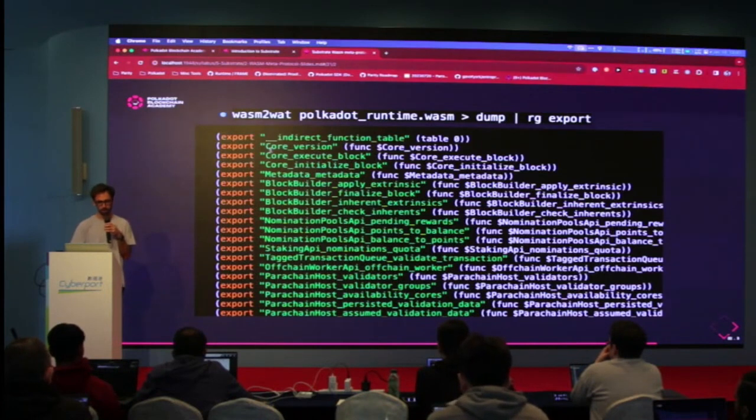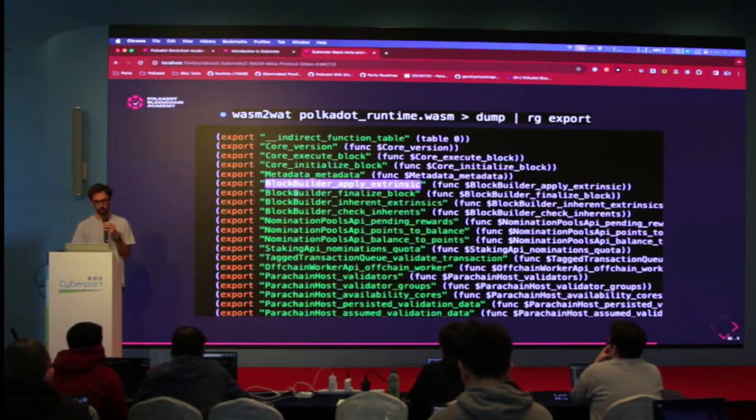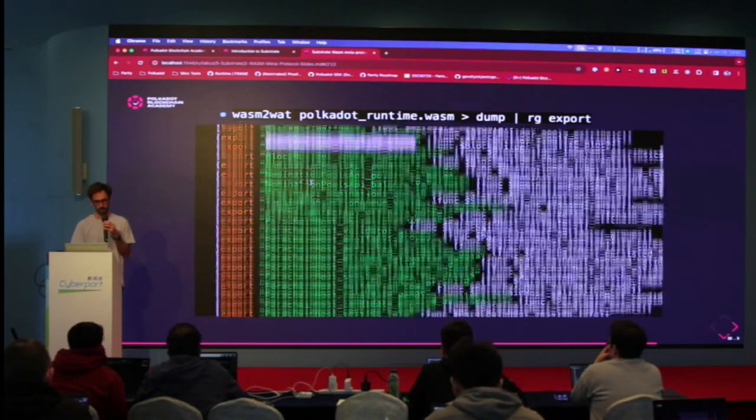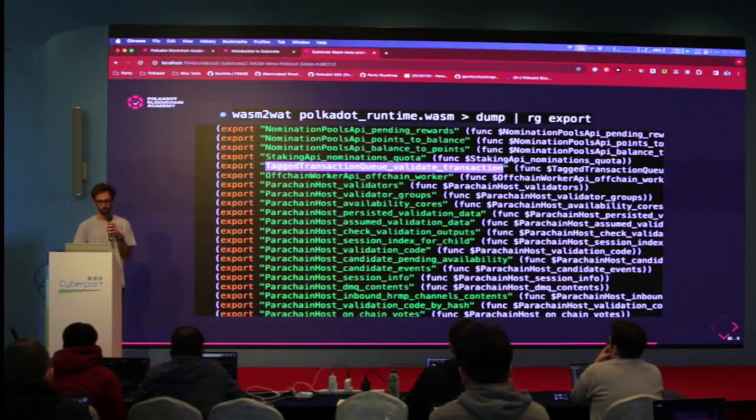But similarly, there's some naming convention here. If you remember, there was a trait called Core, and then it had a function called execute_block. So the way that the naming convention works is to use the trait name, underscore, function name. This doesn't really matter, but hopefully you can connect the dots already: Core execute block, Core initialize block, BlockBuilder apply extrinsic, BlockBuilder finalize, and there's a bunch of custom stuff, like TaggedTransactionQueue validate transaction. So these are all the same runtime APIs that we already saw at the low level of WebAssembly.